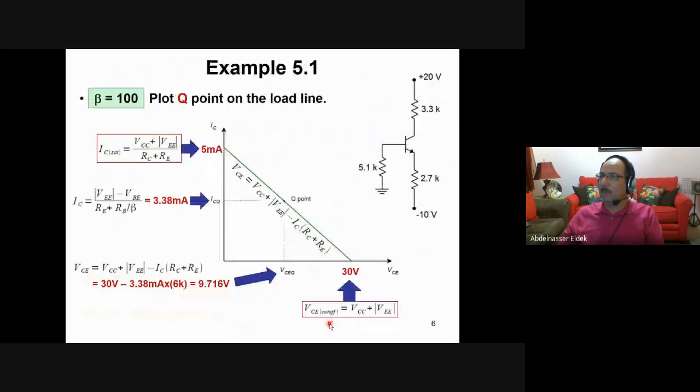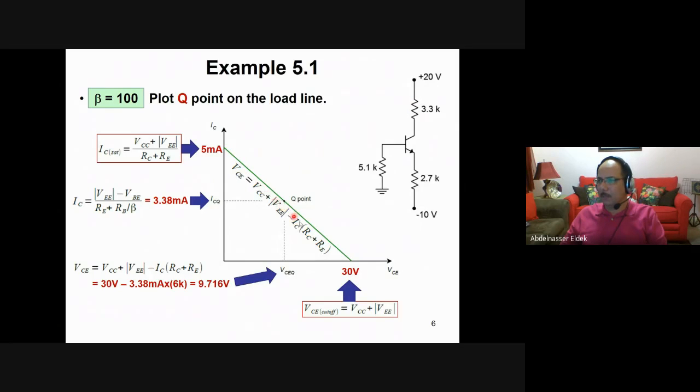So now if we want to solve a problem, for example beta equals 100, and we have this circuit here, and we want to calculate VCE and IC and draw the load line. Let us draw the load line first.